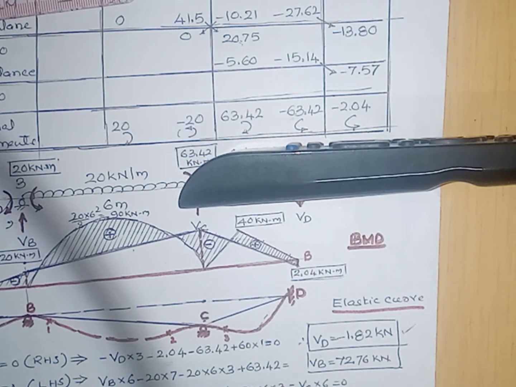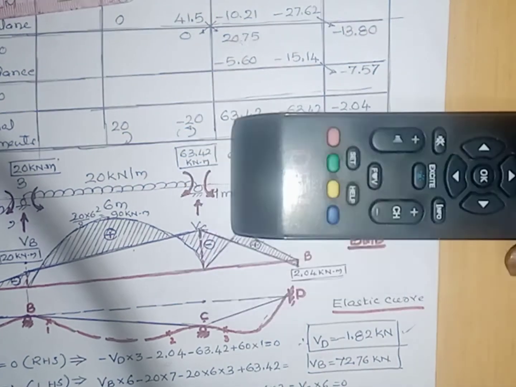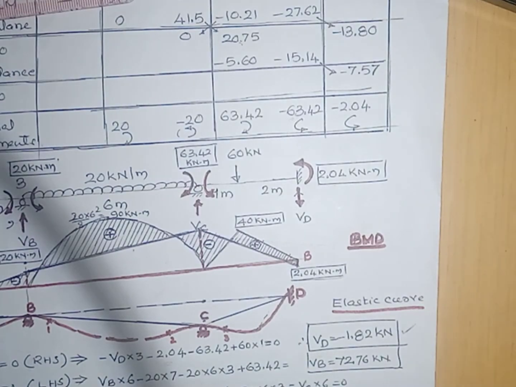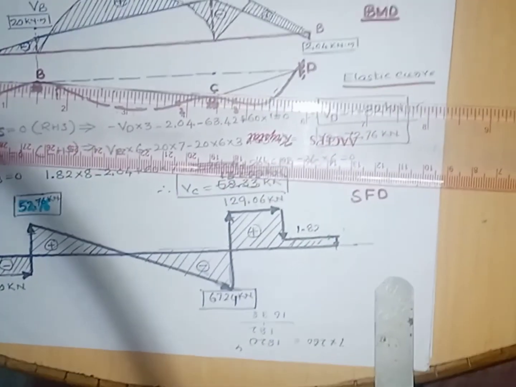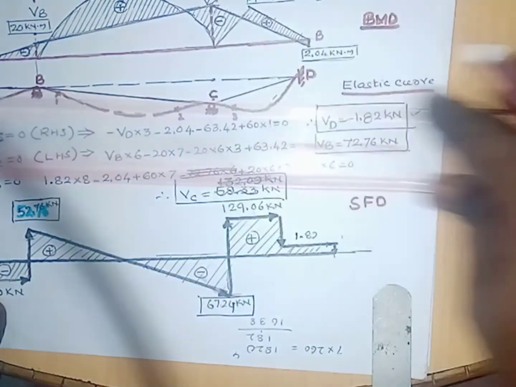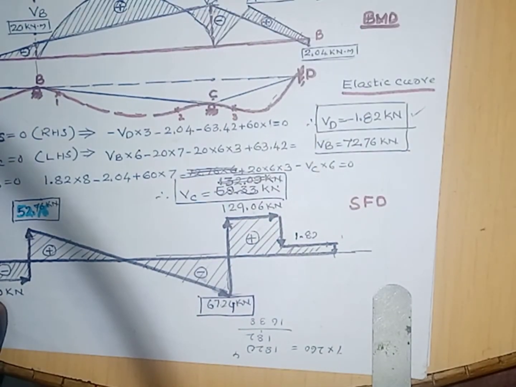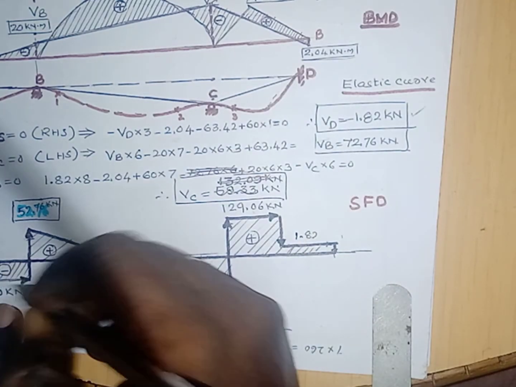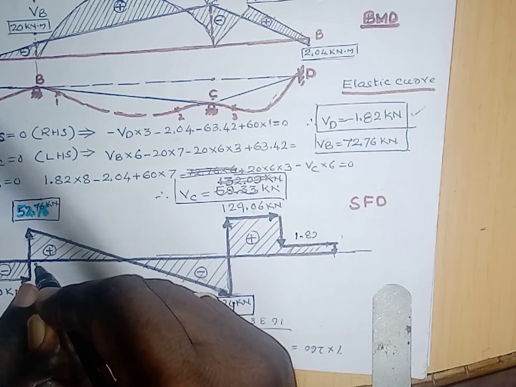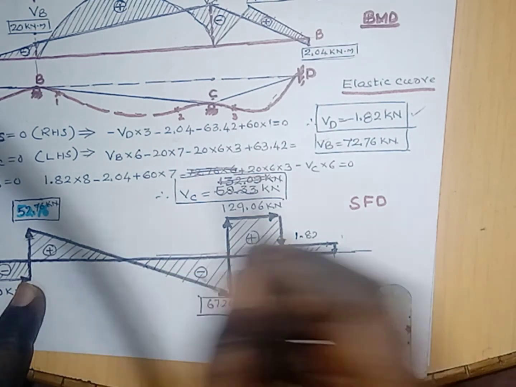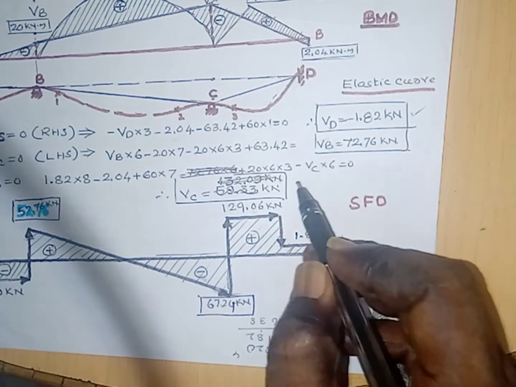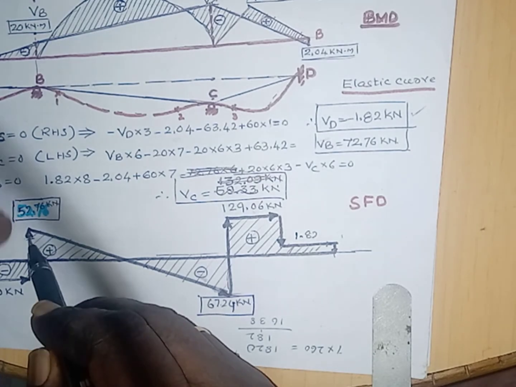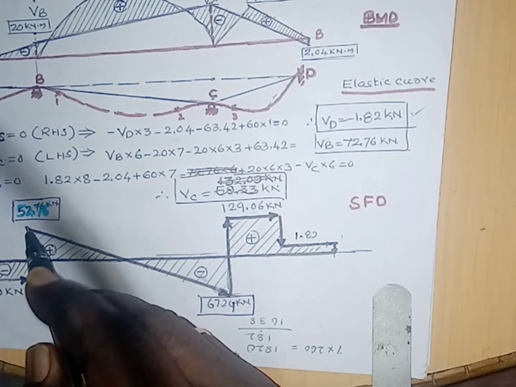Now we can draw the shear force diagram. Here the variation of the shear force is like this. This one is downward, 20 kilonewton. Left upward is positive, left downward is negative, so this one is minus 20. Here there is a support reaction, VB equals 72.76, minus 20 plus 72.76, we will get 52.76 kilonewton. This is the variation of the shear force at this point.